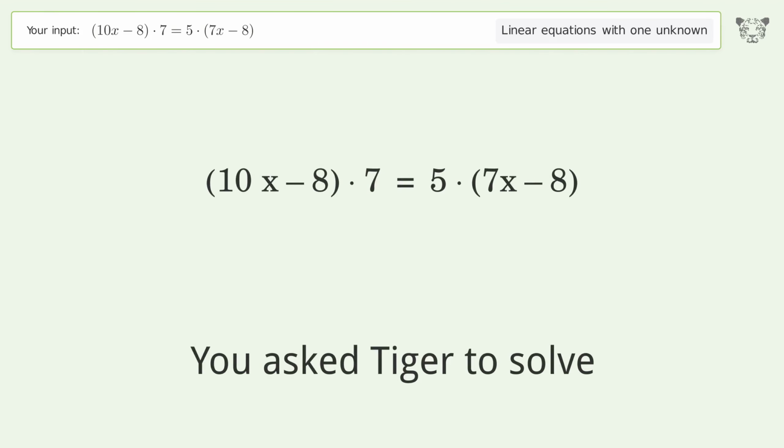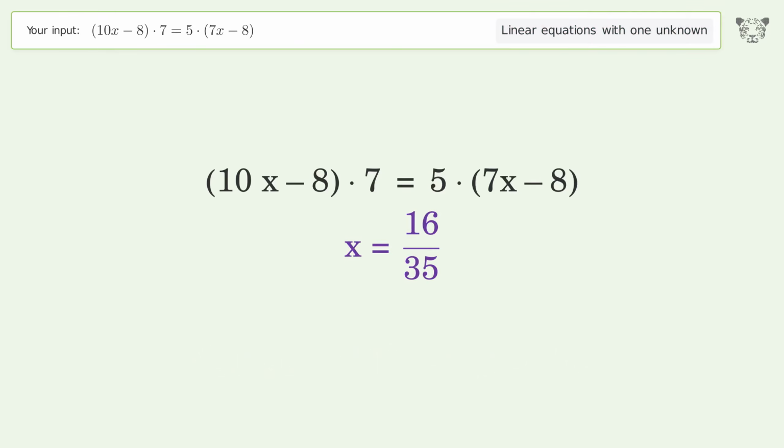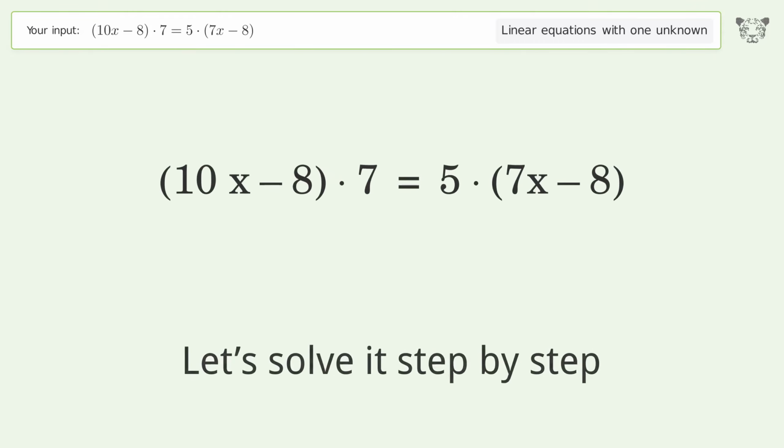You ask Tiger to solve. This deals with linear equations with one unknown. The final result is x equals 16 over 35. Let's solve it step by step.